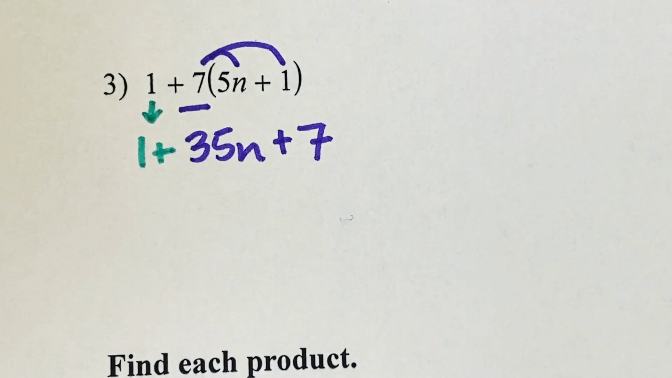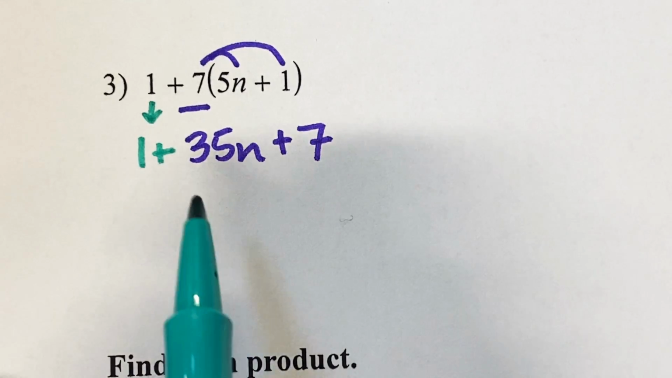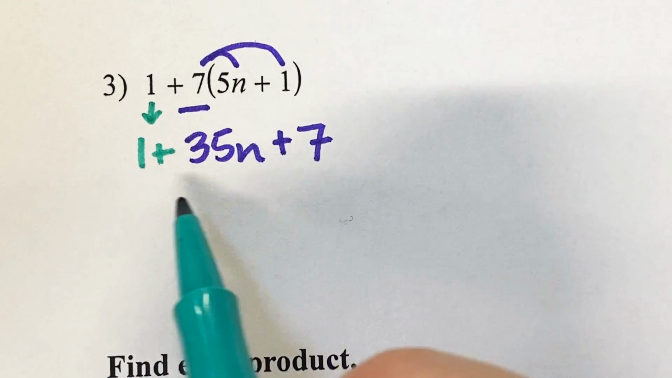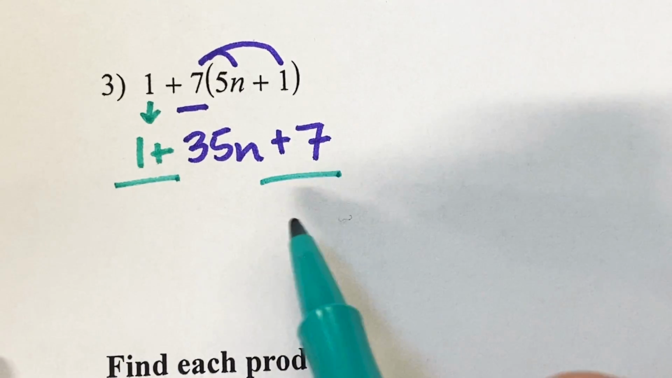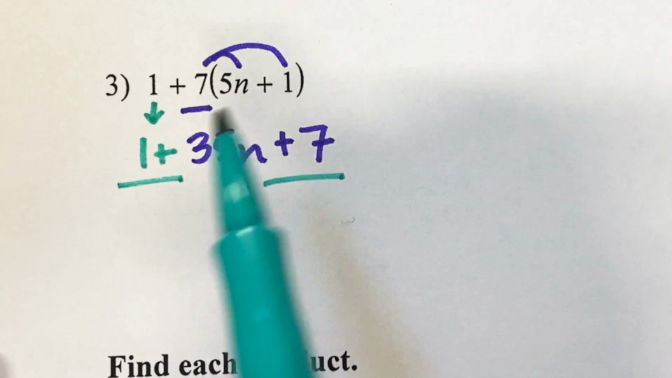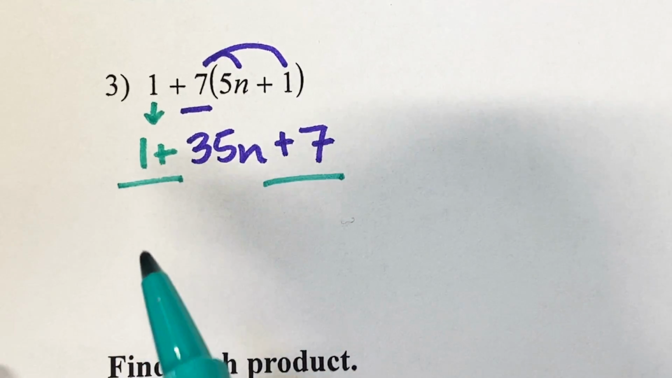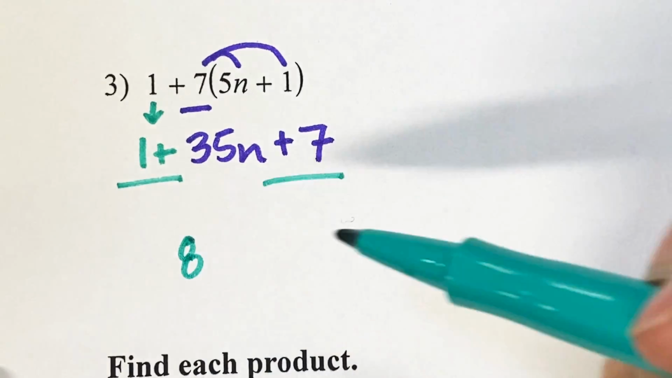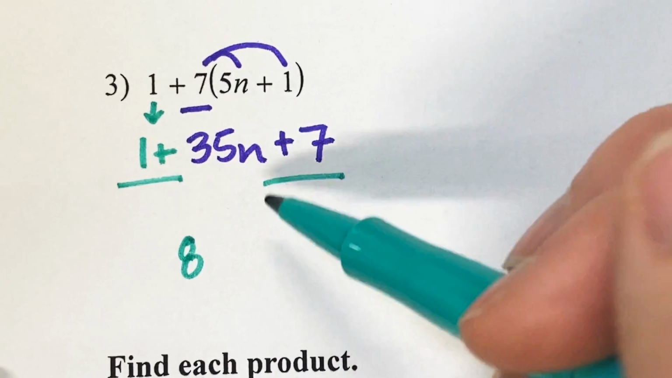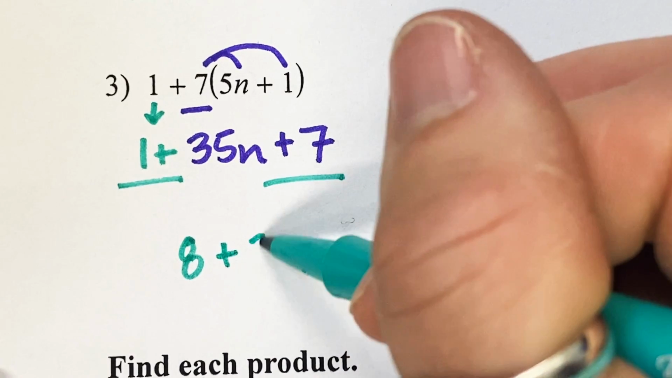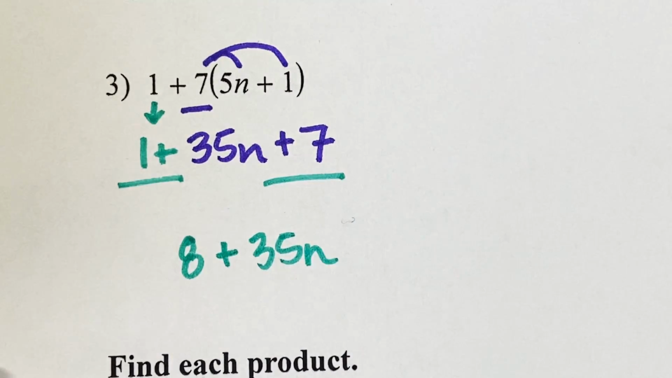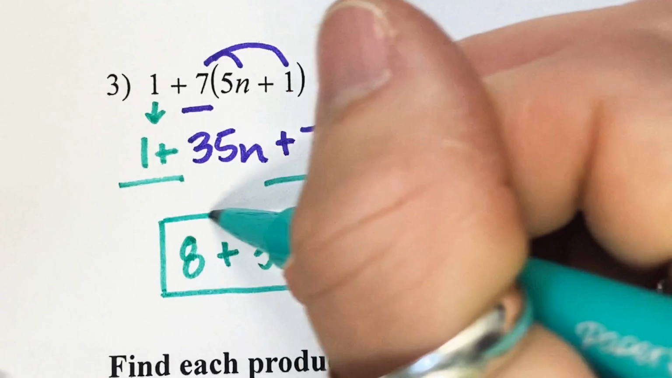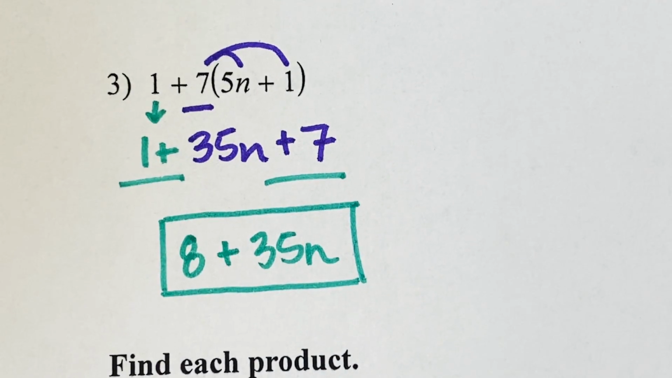and combine like terms. So where are my like terms on this one that I can combine? I only see 1n right here, but then I see 1 and 7. These guys are just constants, just numbers, so we can combine those. So 1 plus 7 is going to give me 8. And the 35n can't combine, so we just do 8 plus 35n. And that is completely simplified.